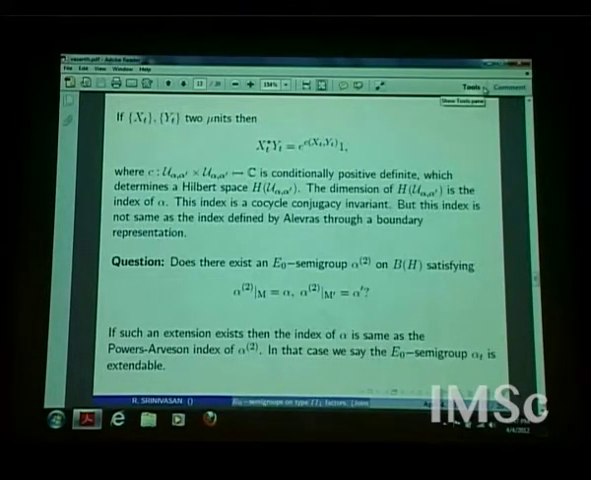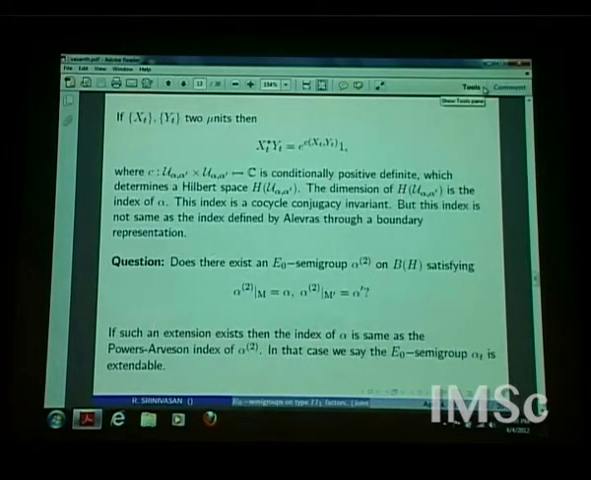And when we have a conditionally positive definite function like this, we can construct a Hilbert space. It's well known that one can construct the Hilbert space. I don't want to go through that. So the dimension of the Hilbert space, I call that the index for alpha. This index is of course a cocycle conjugacy invariant, but this is not the index defined by Arveson, as we will see. I will show that this is not the same as the index of alpha.